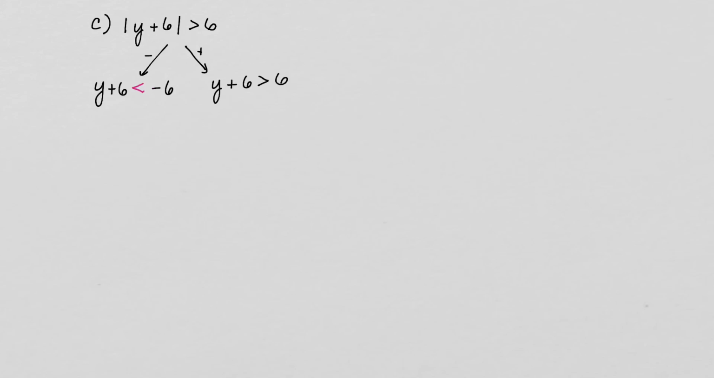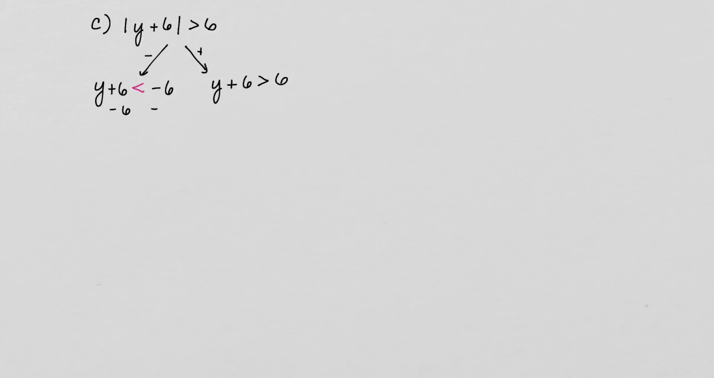So we'll do one more here. Let me make that in black here. So C, the absolute value of y plus 6 is greater than 6. Again, the absolute value part is all by itself. The 6 here is a positive number, so I'm going to split it into that negative case and the positive case. So y plus 6, remember to flip the sign, less than negative 6. y plus 6 greater than positive 6.